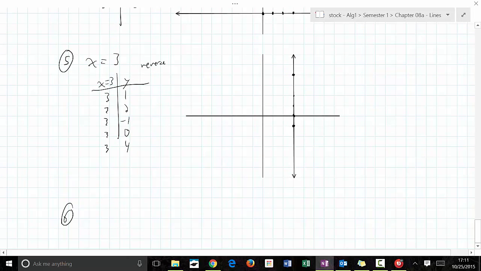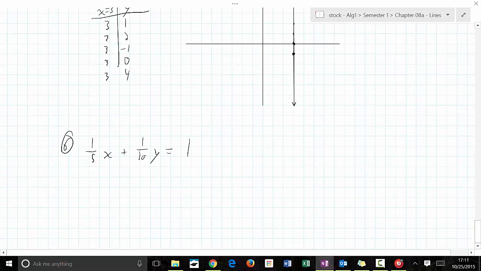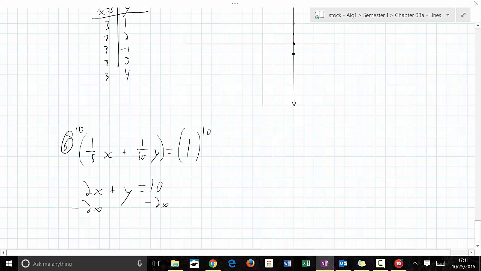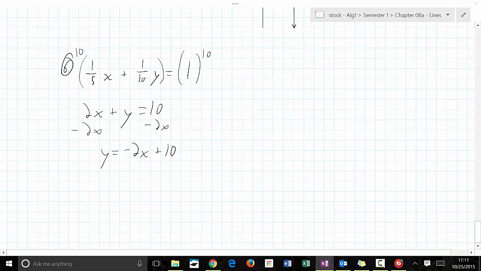Let's do one more example of a t-chart. And t-charts can be used for a lot of things. Let's do 1/5 x plus 1/10 y is equal to 1. Well, remember, by t-chart I want to set this equal to y, so I'm going to take this equation and multiply both sides by an LCD of 10 so I can get this in a better form. That gives me 2x plus y is equal to 10. Then I'm going to subtract 2x from both sides, and I get y is equal to negative 2x plus 10. That's a lot better form.